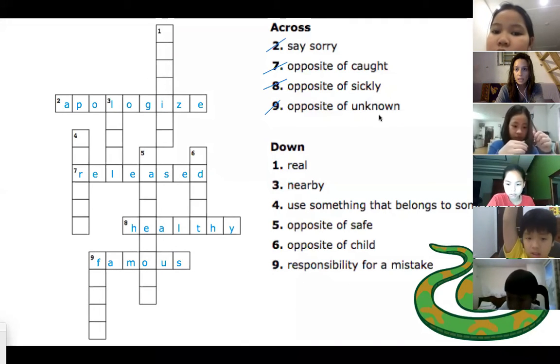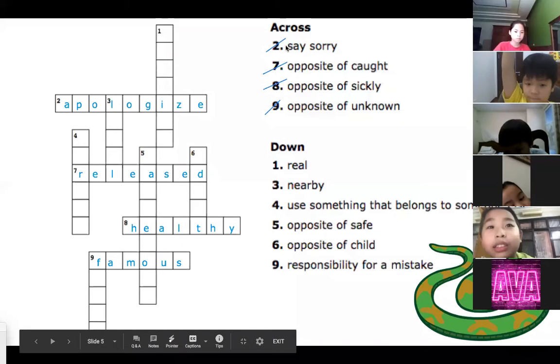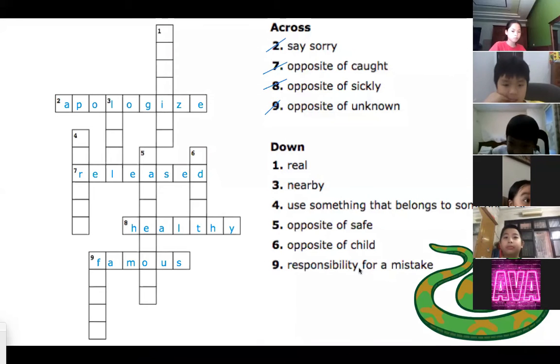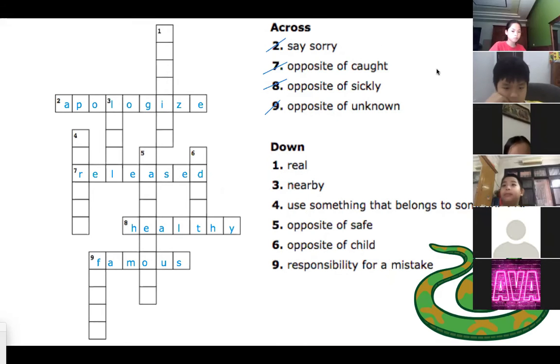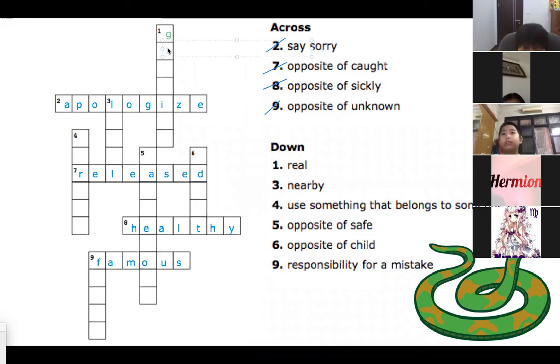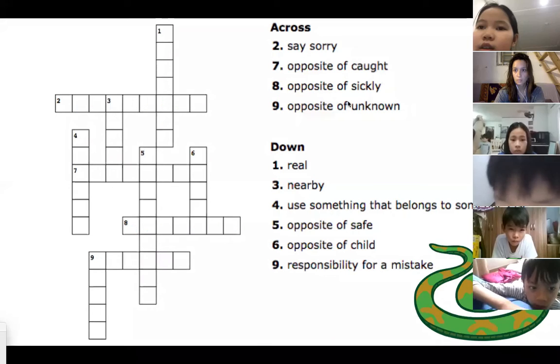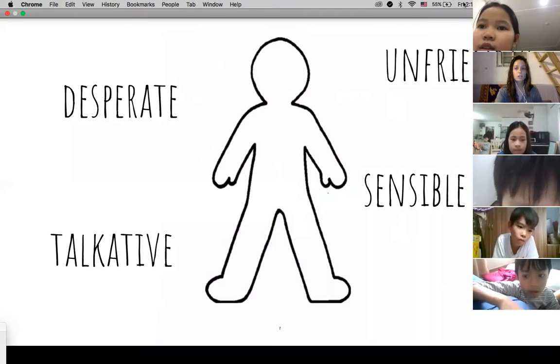All right, now let's move down to our one down, real. What is another word for real? Dino, can you tell us? Fake. No, I'm not asking for the opposite of real. I'm asking for another word for real. True. Okay, what's one of our vocabulary words that means real? Genuine. All right.